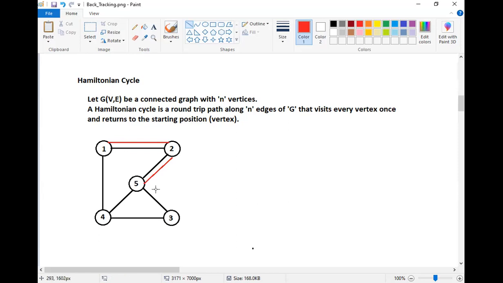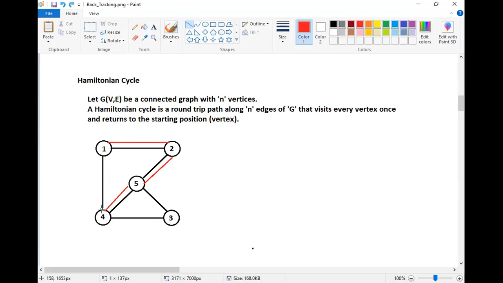Okay, then from 5, where else can I go? 4 and 3. Suppose I go with 4. Now from 4, where else can I go? 1 and 3. Now if I go to 1, how many edges will there be? 4. Will it make a Hamiltonian cycle? No, because we did not visit 3. We started from 1 and arrived at 1, but we did not visit 3. That means here 4 is the dead end.